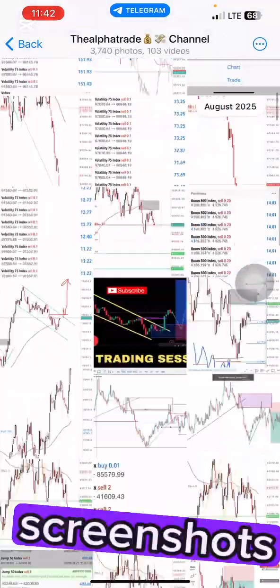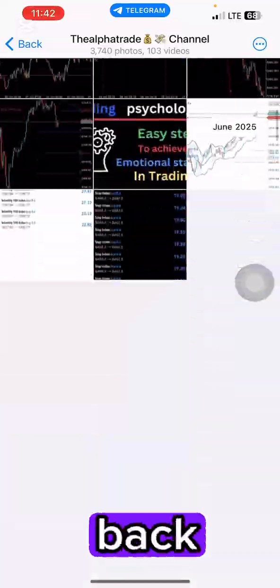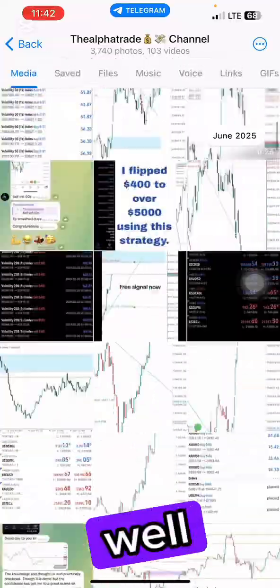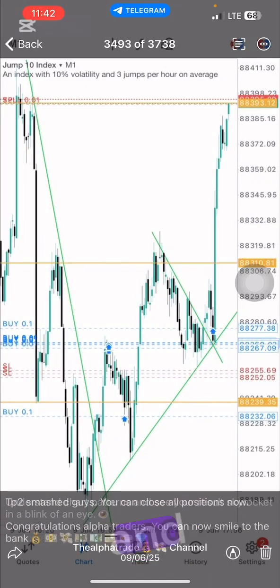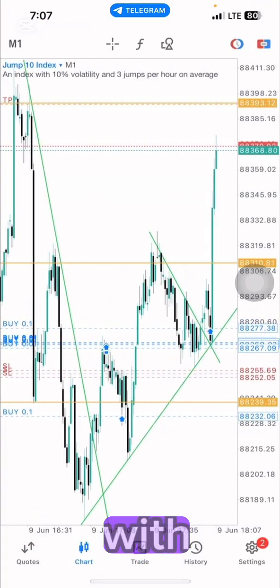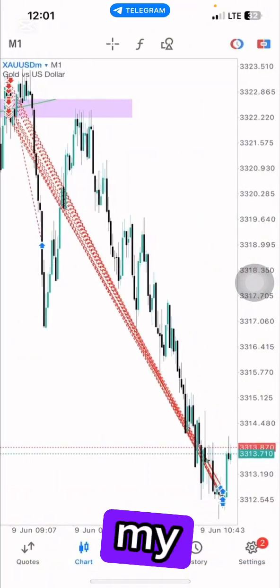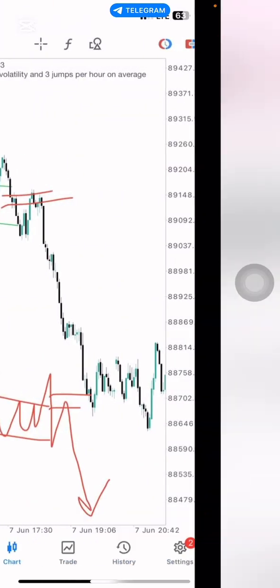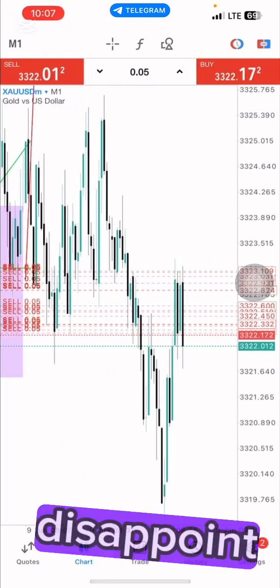You can see these are screenshots of different trades I've been taking over the years. I still go back to check them to see the patterns, the ones that played out well and the ones that didn't play out well. From there I know what to continue with and what not to continue with. So these are ways I journal my trades, and I know the ones that work for me. I know the ones that always disappoint.